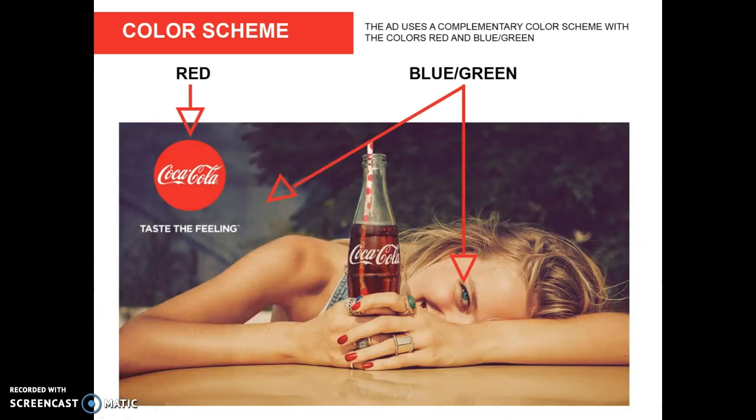So the first one is the color scheme. This ad uses a complementary color scheme with the colors red and the blue-green color, I'll call it. The red is found in this Coca-Cola logo in the left-hand corner, as well as in the woman's nail polish on her hands and the straw coming up from the soda, and even we could say the color of the soda. Then the blue-green is found in the woman's ring and her eye, and then in the background of the photo as well.